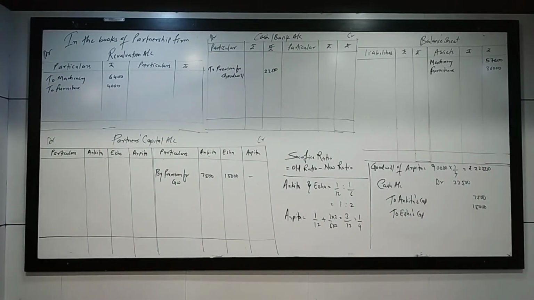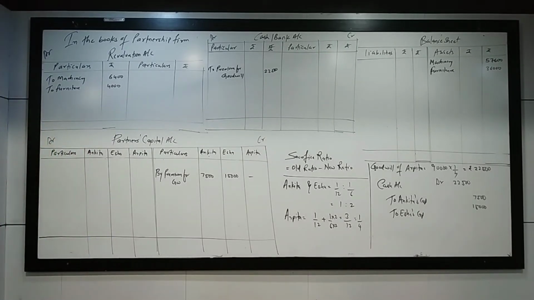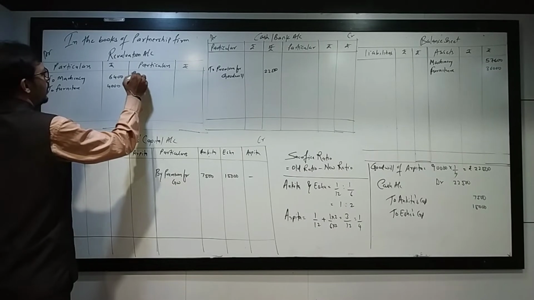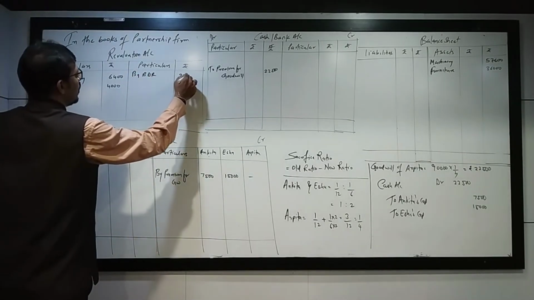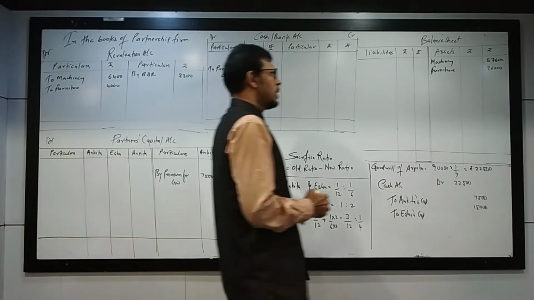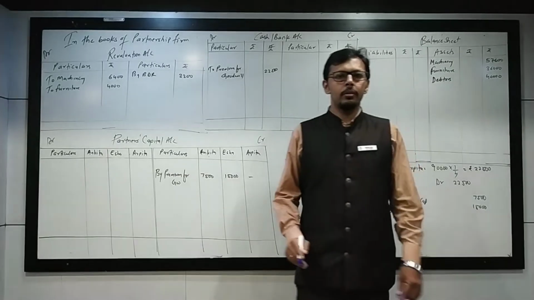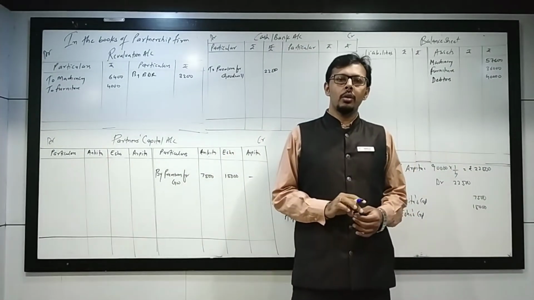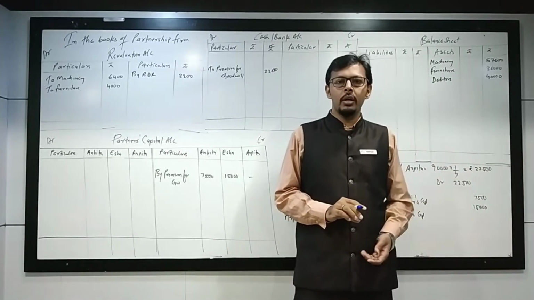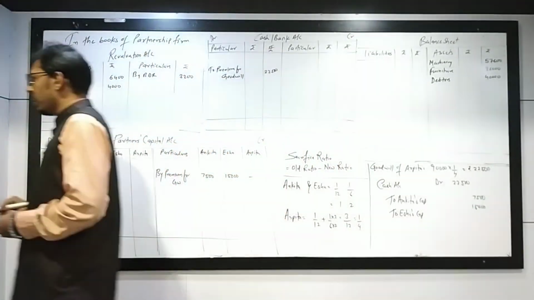Point number 5. All debtors are good. It means we don't need the amount of VDR. In the question, VDR is given as rupees 3,200. We don't need the amount of VDR. It is a profit by VDR, 3,200. The amount of debtors, 40,000, will directly transfer to the asset side. Debtors 40,000. It means all debtors are good, so whatever reserve we have kept aside beforehand, now we don't need. No need of any reserves. So it is a profit for the partnership firm. Coming to the next point.